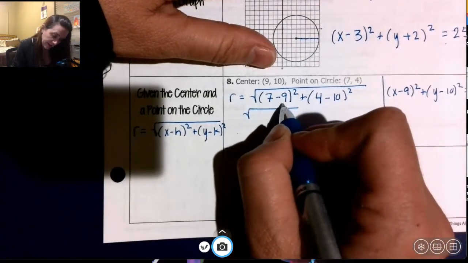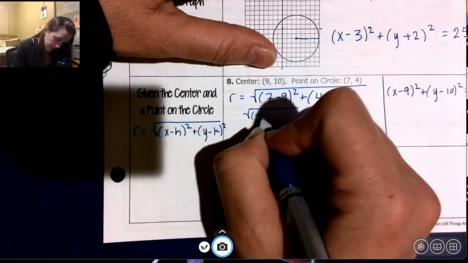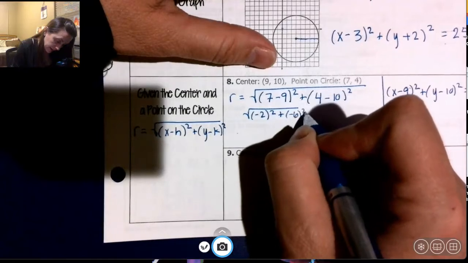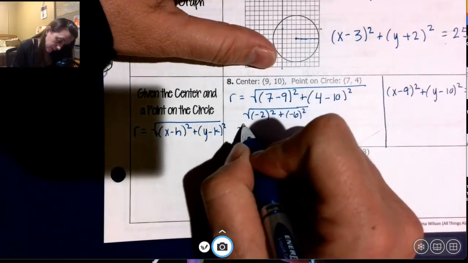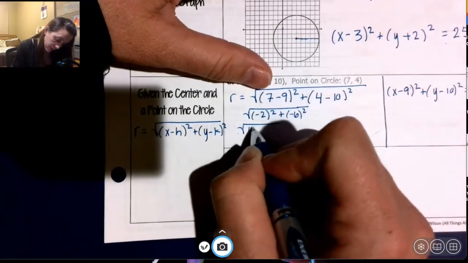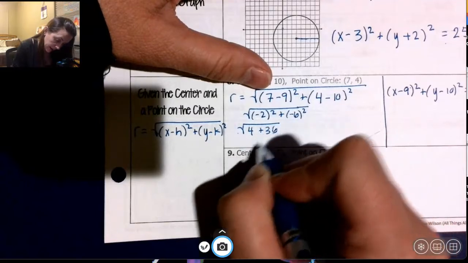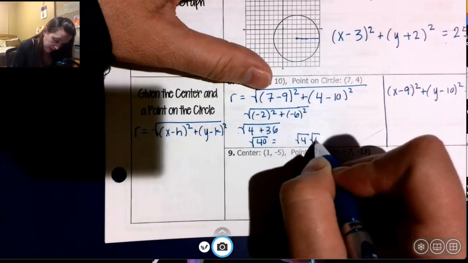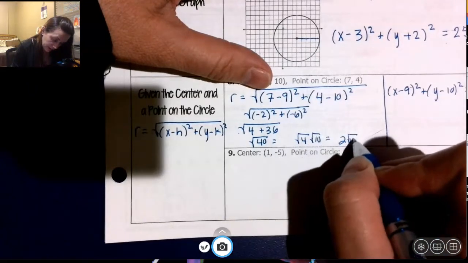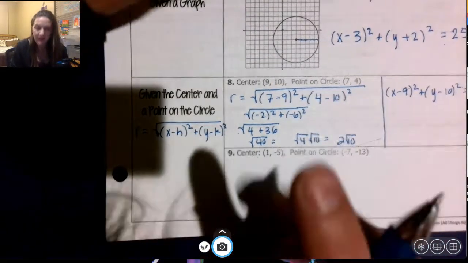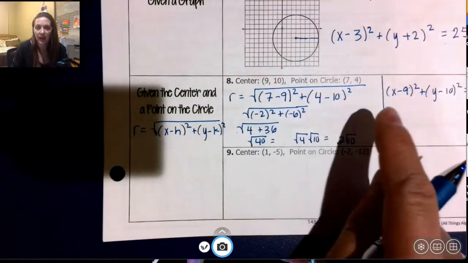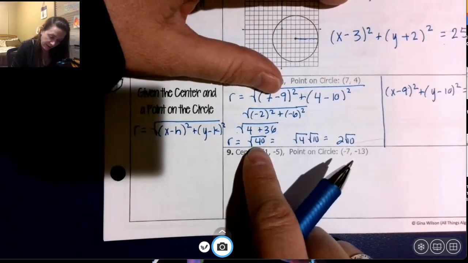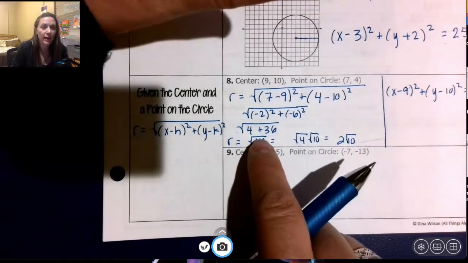7 minus 9 is going to be negative 2. Negative 2 squared plus 4 minus 10 is going to be negative 6 squared. Negative 2 squared is 4. Negative 6 squared is 36. I get the square root of 40, which is root 4 times 10, which is 2 root 10. Okay, now I don't even have to go this far, because if I know that r is root 40, if I square that, what happens when I square a square root?